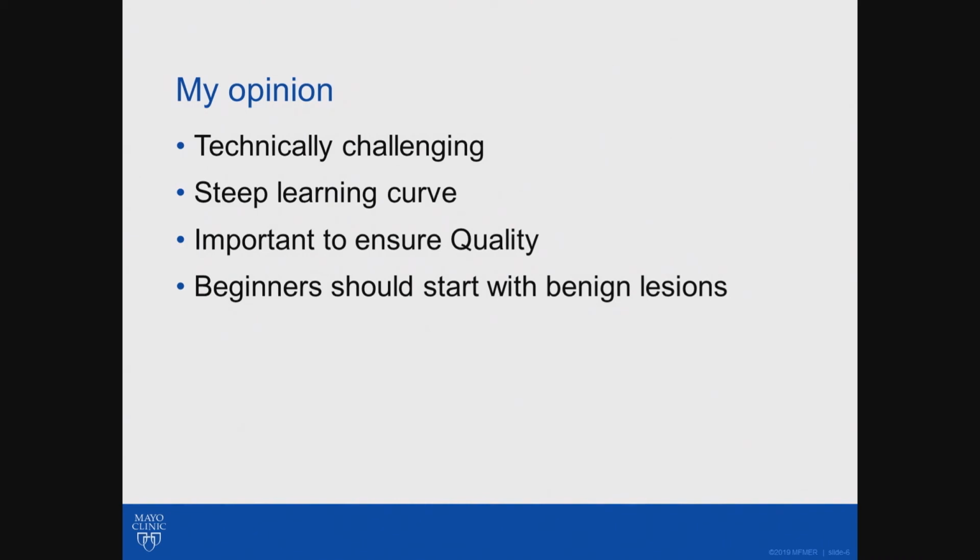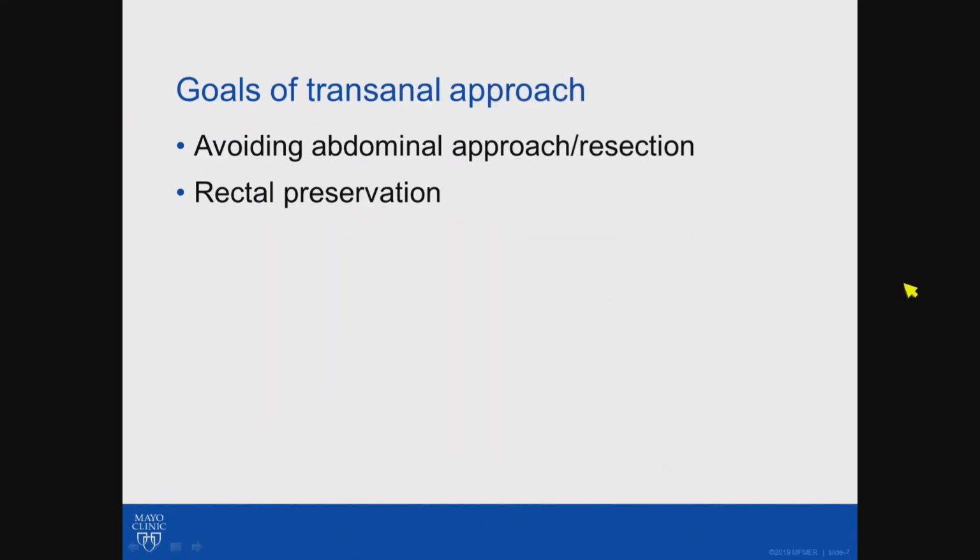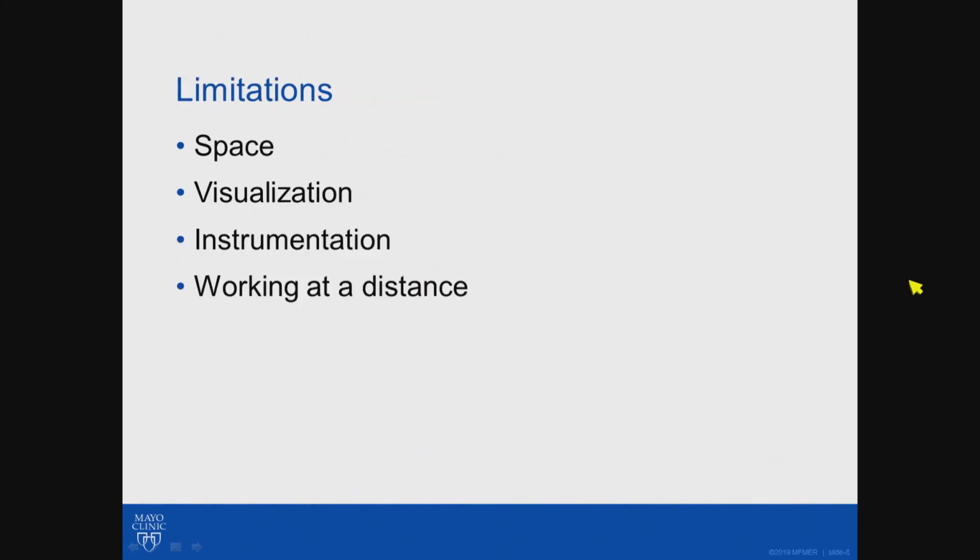Start with benign lesions. You do not want to start with a malignant lesion and get a positive margin, and now the patient needs a bigger operation. The goal is to avoid a resection and to preserve the rectum. It is difficult because the space is limited, visualization is limited, the instrumentations are archaic.